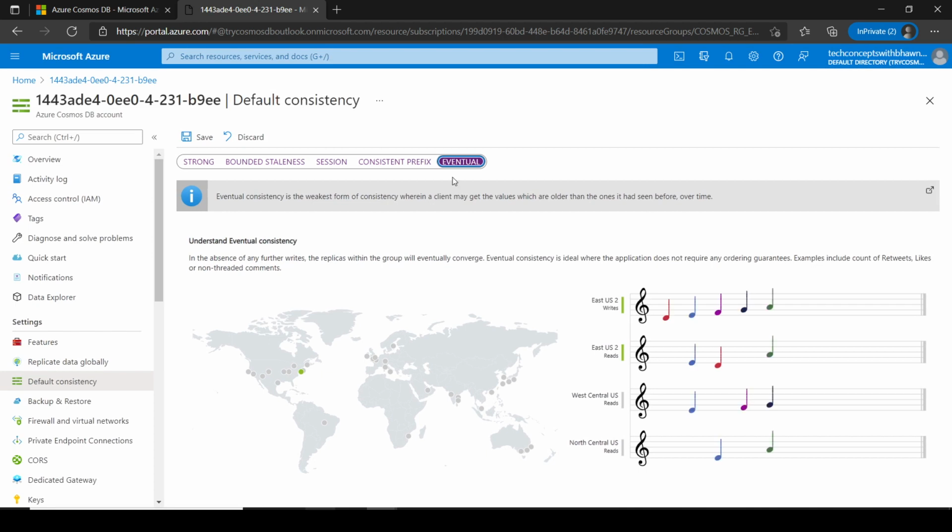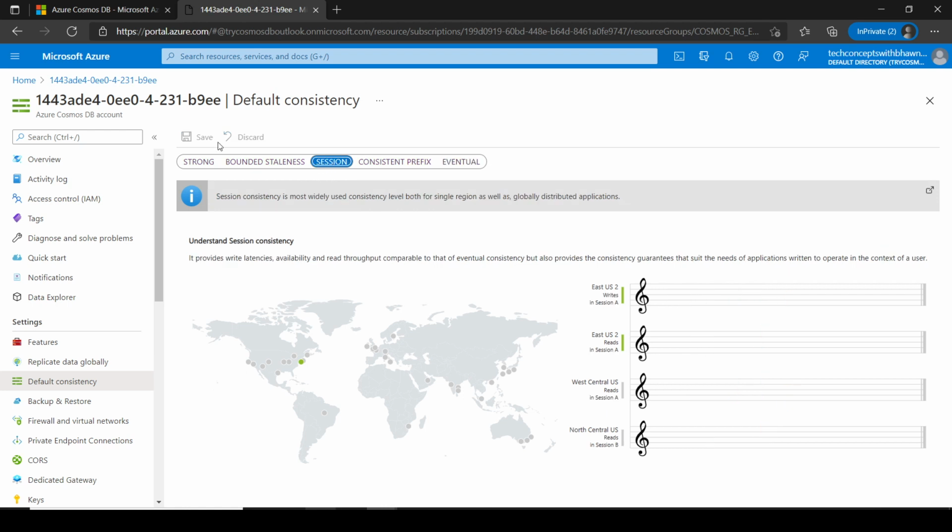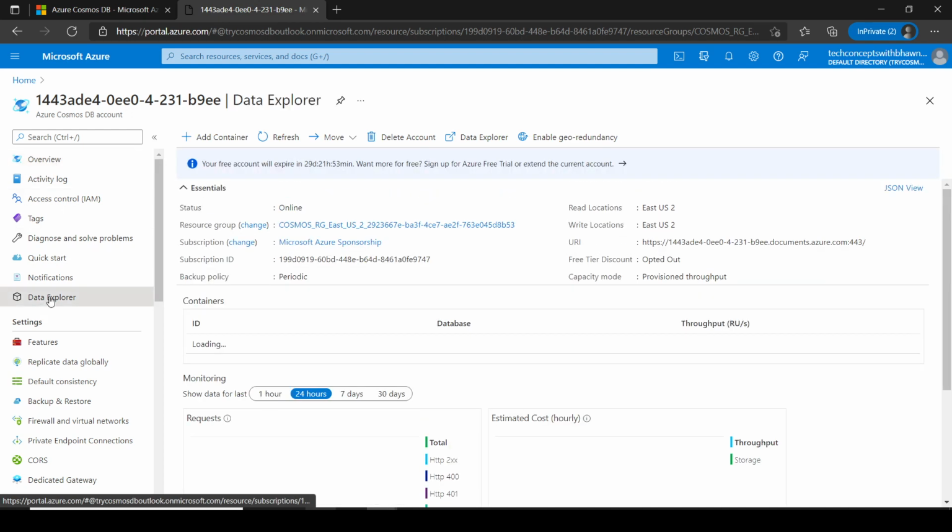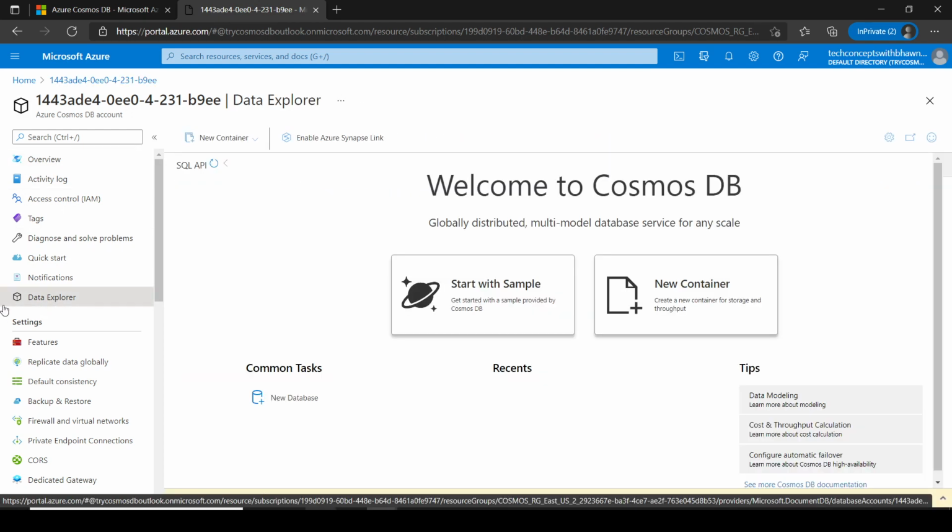So now guys, let's move ahead. I'll go back to the session because session is the default one. And now let's go to the overview and data explorer. So data, you can have storage explorer as well. I've not made any video on storage explorer, but if you have a storage explorer, well and good. That is the best one. But in case you don't have, we can always go ahead with this data explorer option over here.